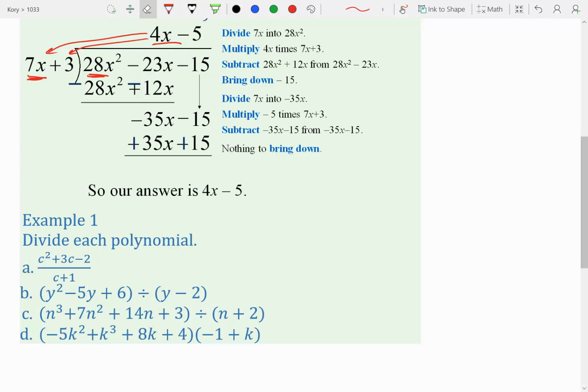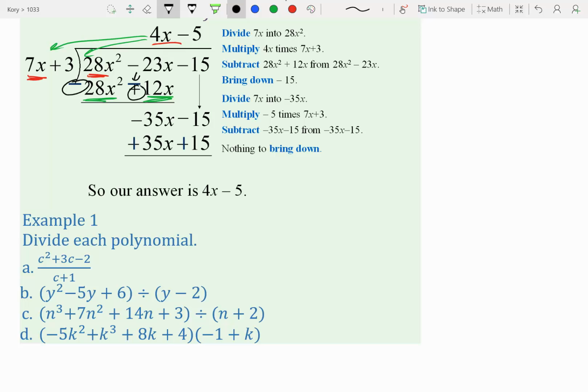Let me change color so that can be more consistent. So we multiply 4x back over to 7x and 3, and then we get positive 28x and positive 12x. After you multiply it back, you want to change the signs. Positive 28x becomes negative, and positive 12x becomes negative. Then you add. So we have 23x plus a negative 12x, we get negative 35x, and then you just bring down the 15 because we didn't do anything to it.